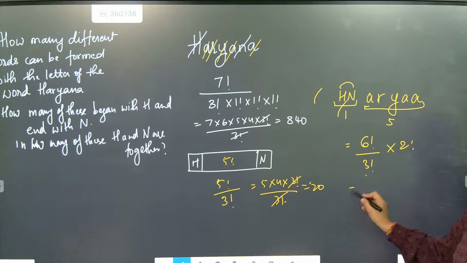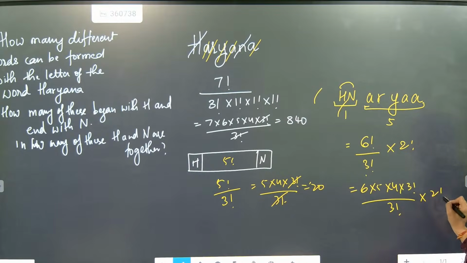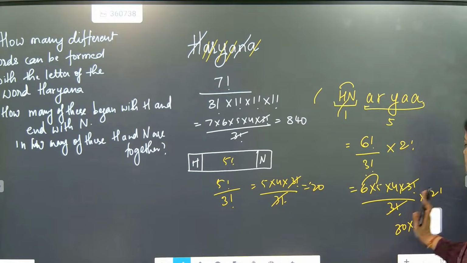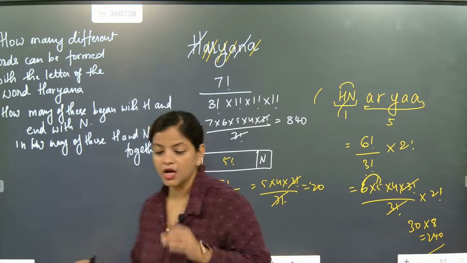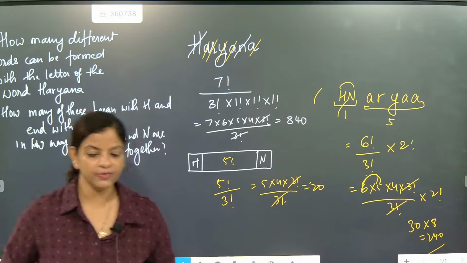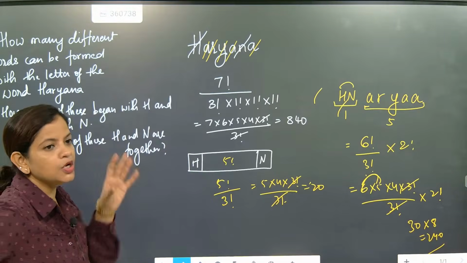So what is the answer coming? 6 into 5 into 4 into 3 factorial by 3 factorial into 2 factorial. So this and this got cancelled. 6 into 5 into 4 is 120, into 2 factorial. So 240. The correct answer will come here as 240. So it is exactly coming as 240.